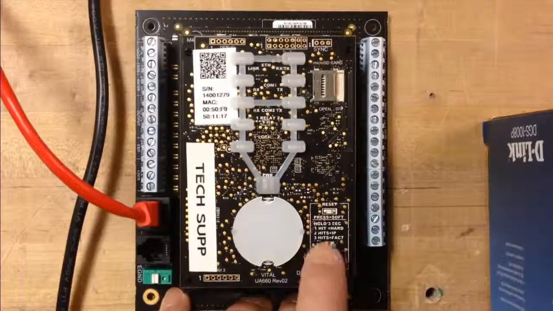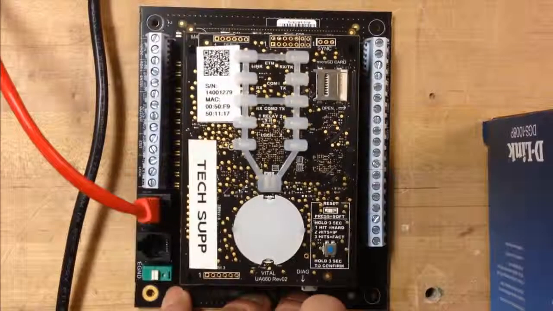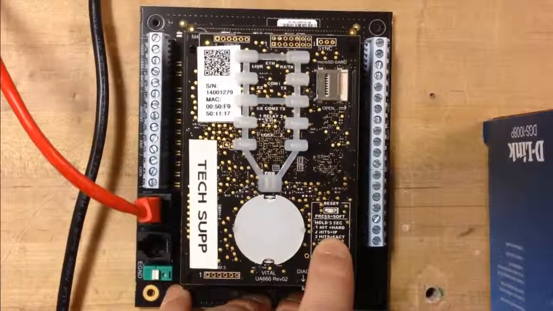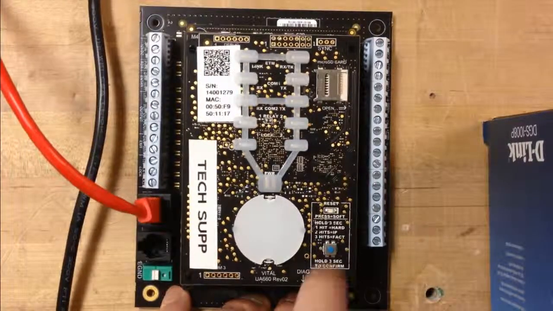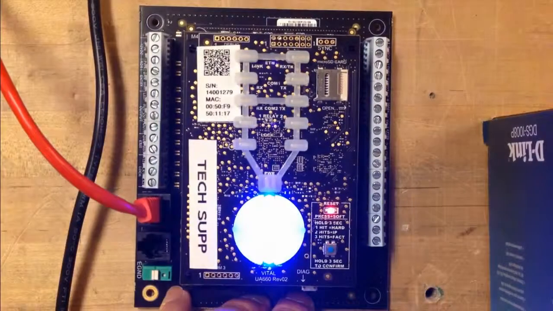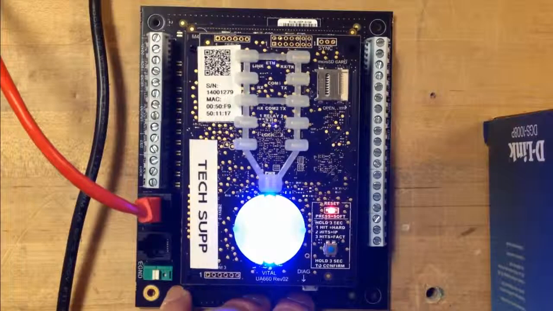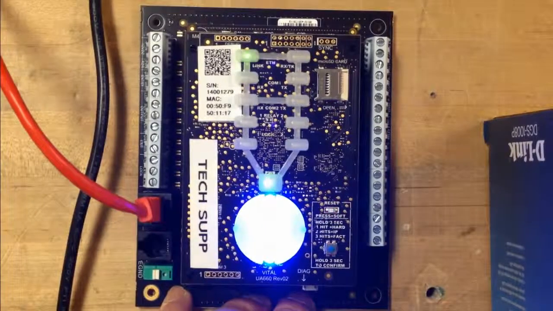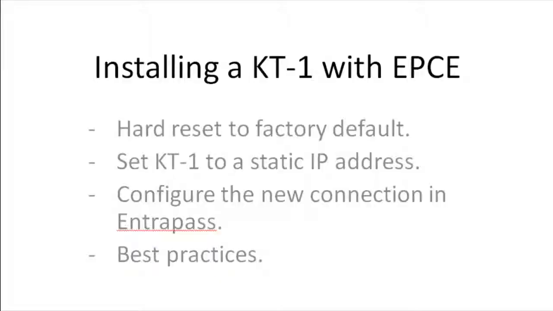Now you can see the KT1. We press the reset button and hold for 3 seconds. Then we press 3 times, get a confirmation, and press for 3 seconds again. As you can see, the KT1 now reboots. And there we see the factory default.